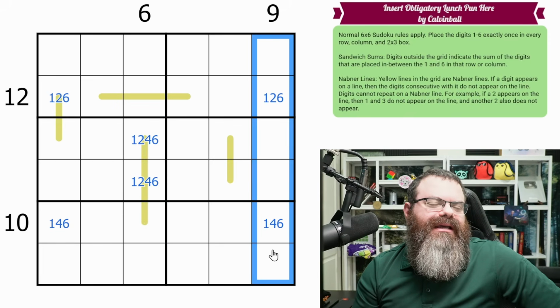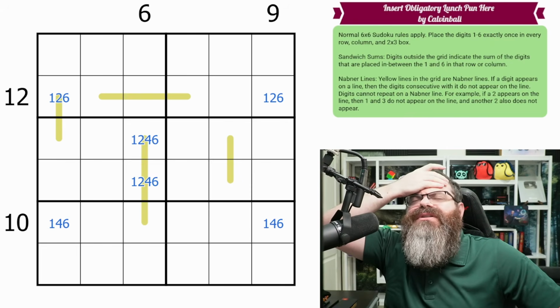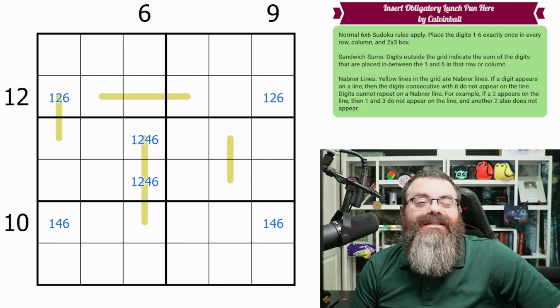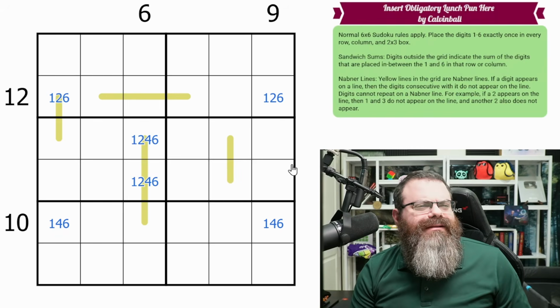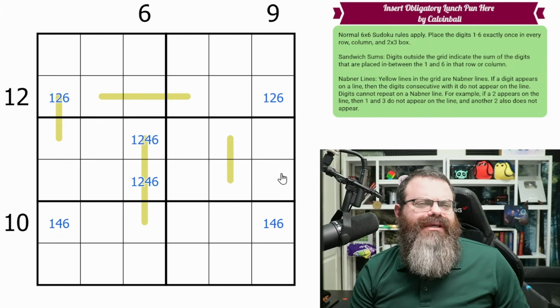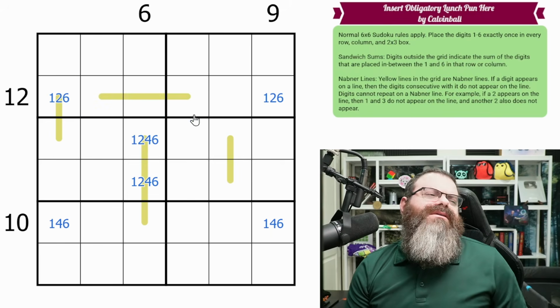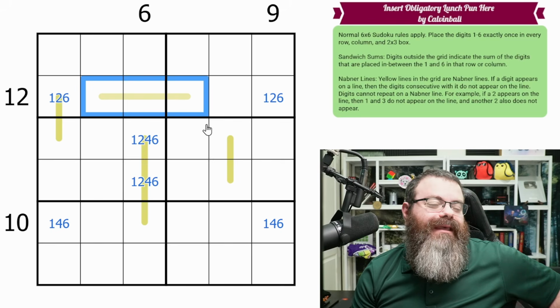I wonder about the 9. So we obviously can't do 9 and 1. 9 and 2 is very possible, 3, 6, or 4, 5. 9 and 3 is just possible if we do 2, 3, 4. But that's it. So we're length 2 or 3 between the 1, 6. So 3-cell Nabners are interesting, and I don't know if this is going to be helpful or maybe it's not. We'll see.